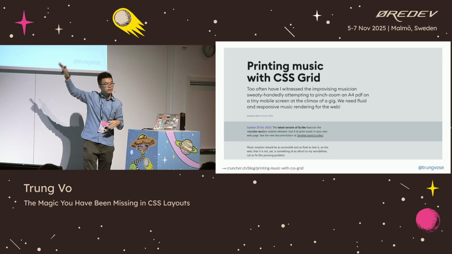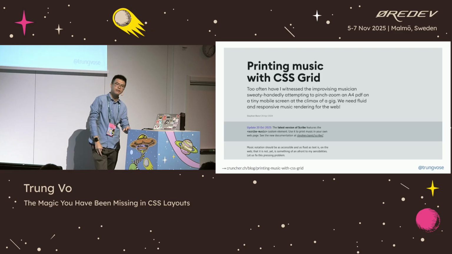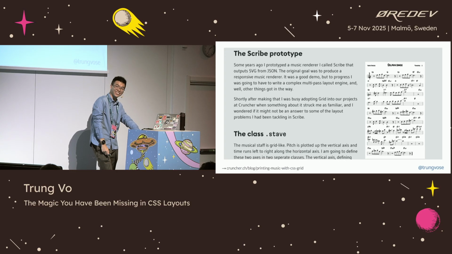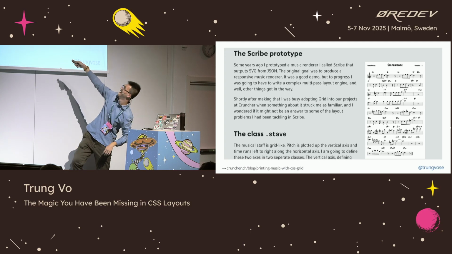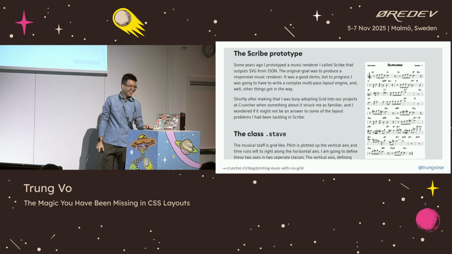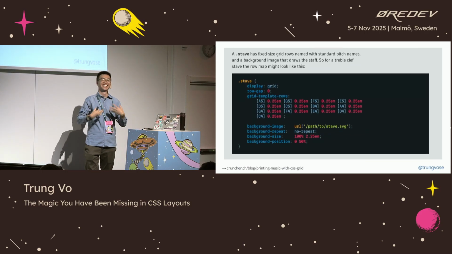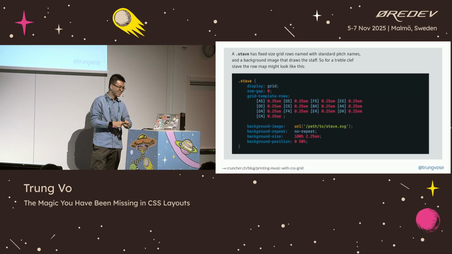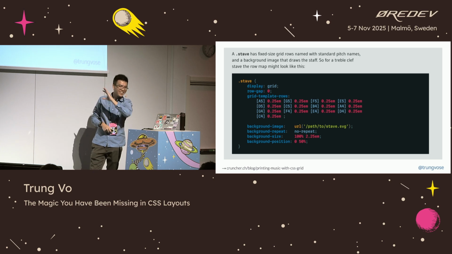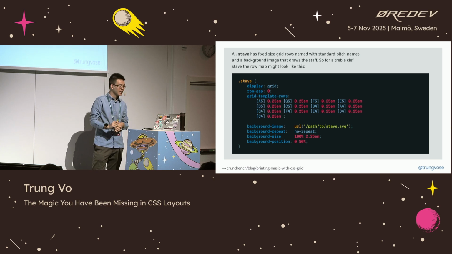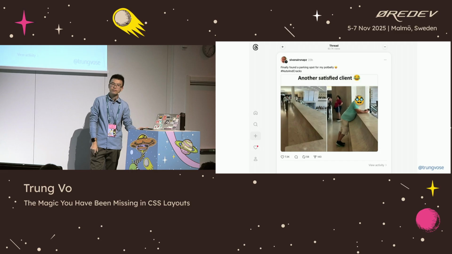One example is printing music with CSS Grid. I'm not sure you've seen it before. That can help you to render something on the right side. And then, as you look into the code, it looks a bit scary. We will not look into the code in detail, but there's another example.